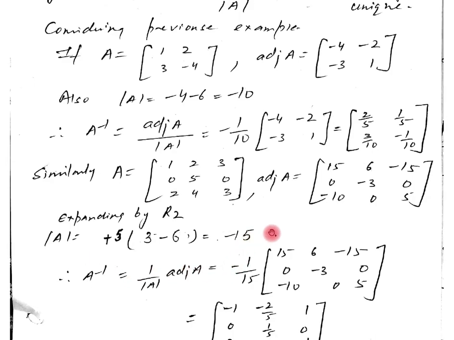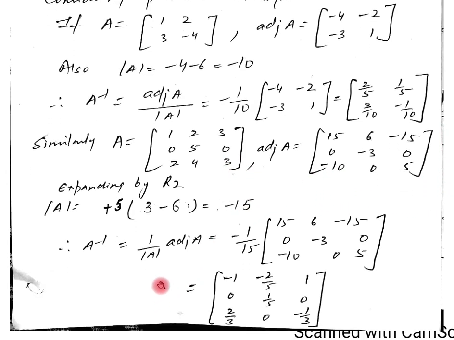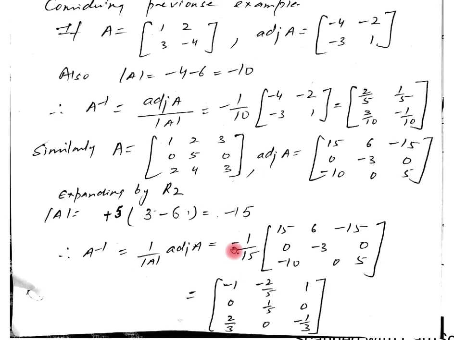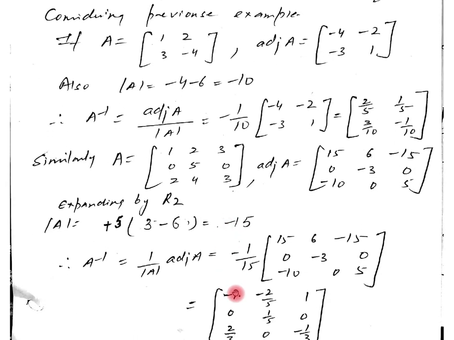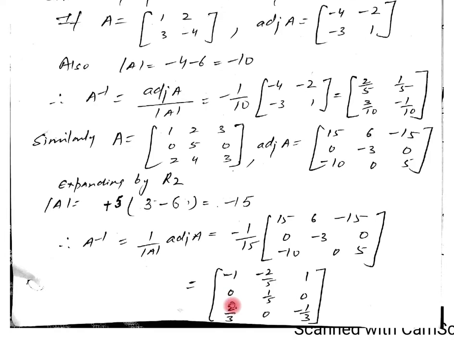So we can say A inverse exists. Then we find the adjoint of A by finding the cofactors and taking the transpose. This is the adjoint of A. Therefore A inverse is adjoint of A upon determinant of A, equal to minus 1 by 15 times the adjoint. Dividing each element by minus 15, we get the value of A inverse.